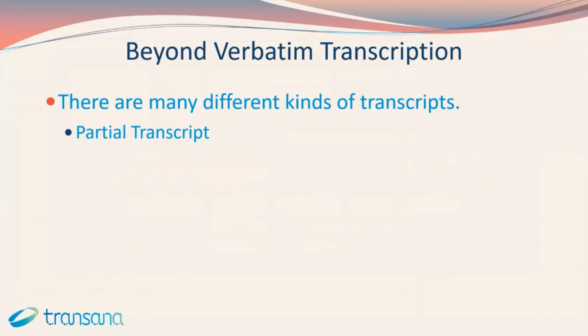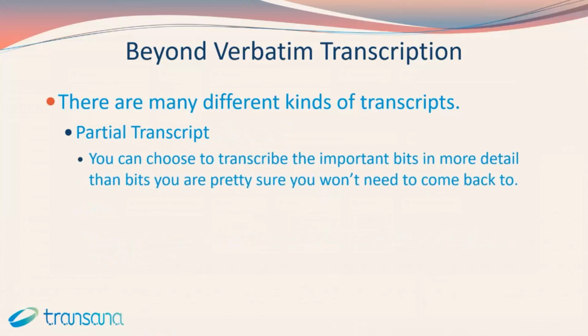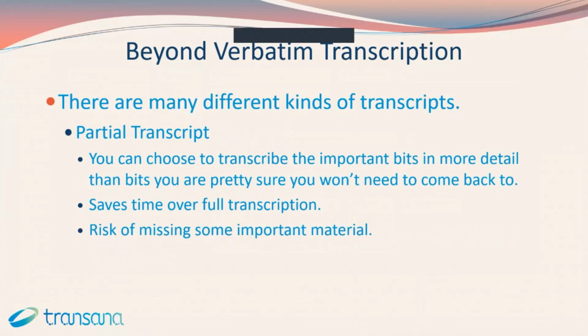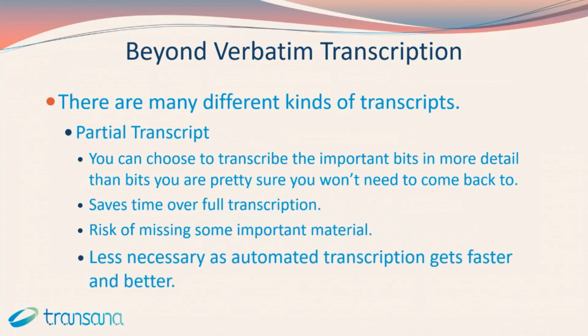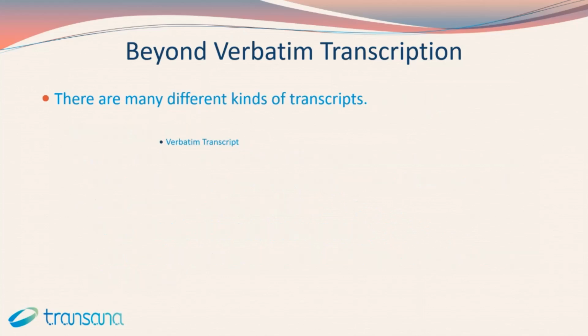Partial transcription is another approach that some people take, where they go through their data once and they only transcribe the interesting parts, the analytically relevant parts. When you have data where some parts are really interesting and some parts are not, you can be much more efficient in terms of devoting your energy to coming up with transcripts over the interesting bits and skipping the less interesting bits. It saves time, but you're at risk of missing things that might be important that you didn't notice the first time through. And again, this is a process that's less necessary as automated transcription gets faster and better.